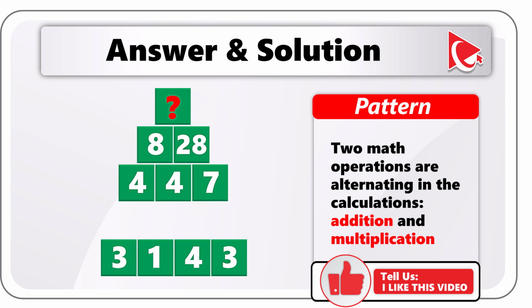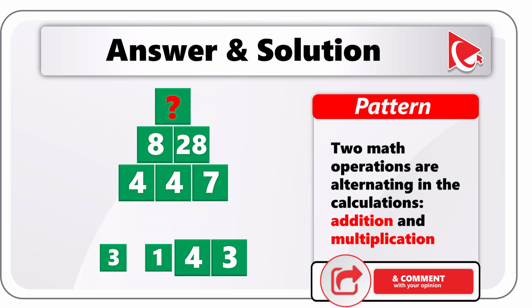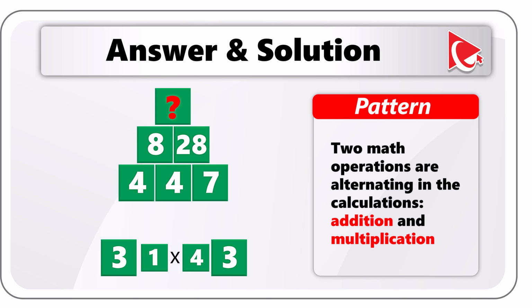Let's look at the numbers in the bottom left corner. 3 plus 1 equals 4. But 1 multiplied by 4 equals 4. Remember I told you that addition and multiplication are alternating. So the next one would be addition again. 4 plus 3 equals 7.